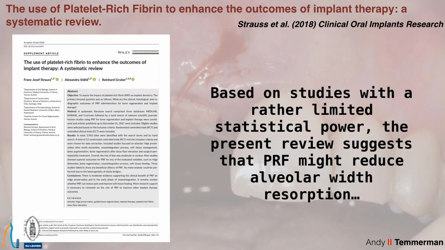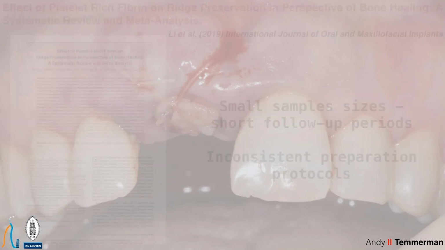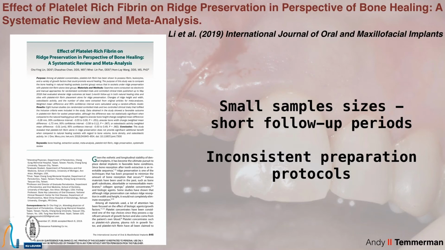In this systematic review by Strauss and co-workers from the EAO consensus meeting, they concluded that, based on studies with rather limited statistical power, the present reviews suggest that PRF might reduce alveolar ridge resorption. And the most recent one is the one by Lee in the IJOMI. It stated that there were small sample sizes with short follow-up times, and that there was an inconsistency when it comes to preparation protocols, and we have talked about this already.